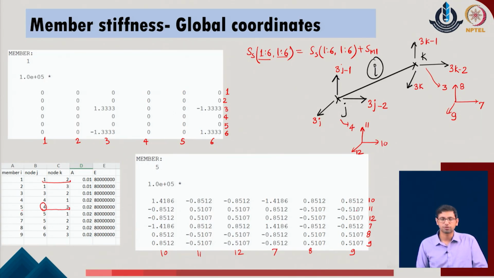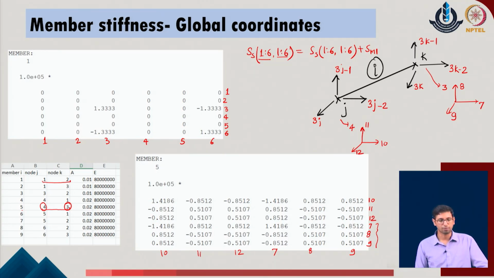then the first 3 stiffness contributions, or the first 3 rows, will go to the positions of the degrees of freedom 10, 11 and 12. If the second node contributes with respect to node number 3, then the individual degrees of freedom with respect to that will go to 7, 8 and 9 in the given system.